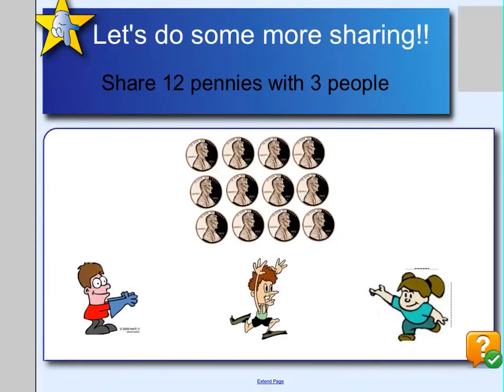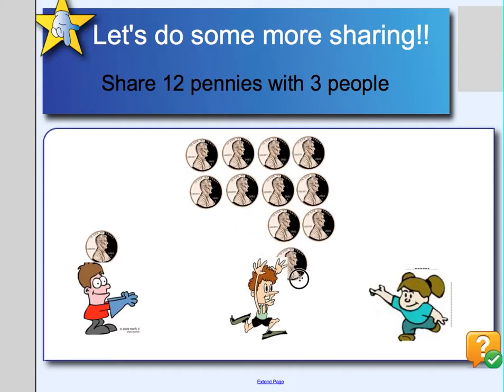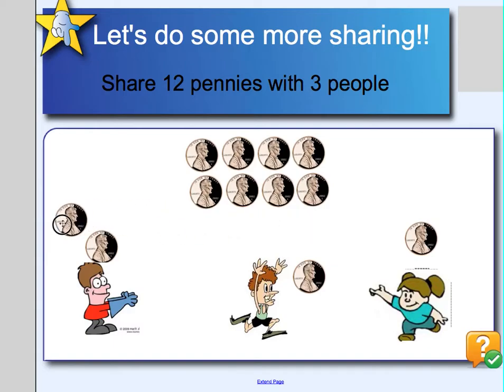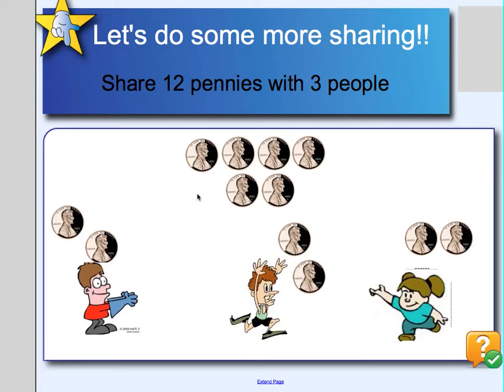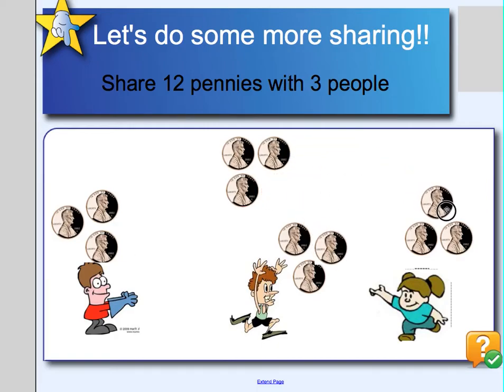So let's try some others here. You can see here now I have 3 people that are sharing 12 pennies. So an easy way to figure this out is to actually go and give each person a penny one at a time. So I'm going to give a penny to the guy first on the left. I'll give a penny to the guy in the middle, and then I'm going to give one to the girl. Now I'm just going to repeat the same thing until I run out of pennies. So you can see now that each person so far has 3. This guy has 3. The guy in the middle now has 3, and the girl on the end has 3.